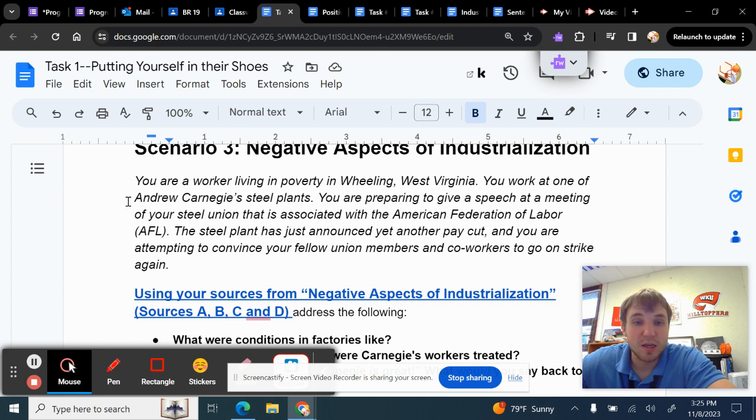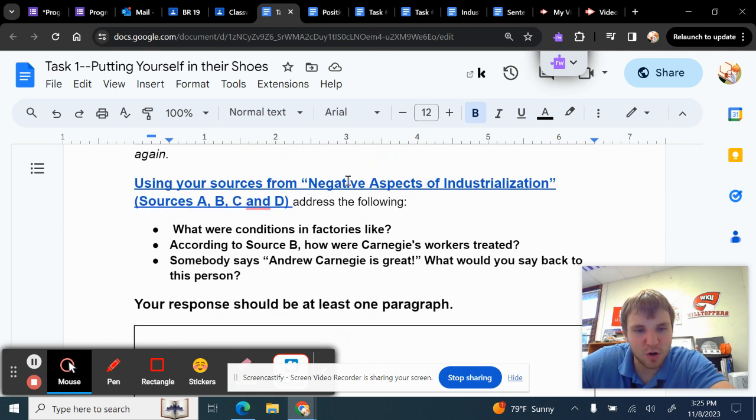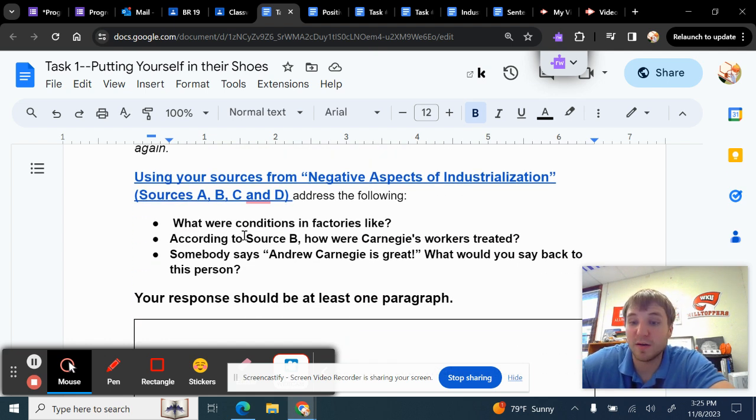Negative impacts of industrialization. This is a good one because you are a worker and you're trying to convince everybody it's time to go on strike. My wrist hurt. All right. So in this one, this is like your industrialization is bad speech. You're talking about the conditions in the factories and how it's terrible and all of this stuff. So what are the conditions in the factories like?